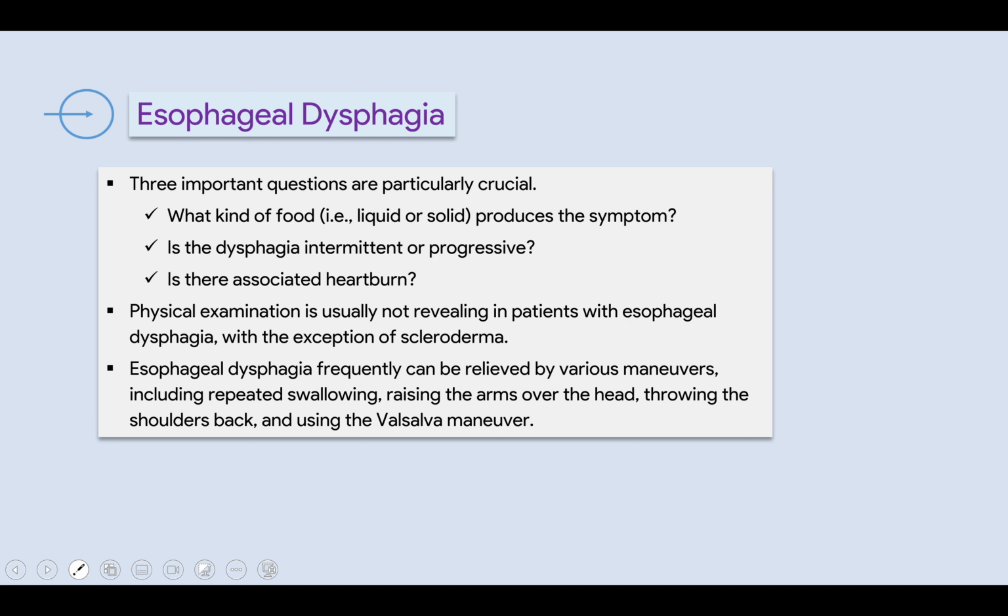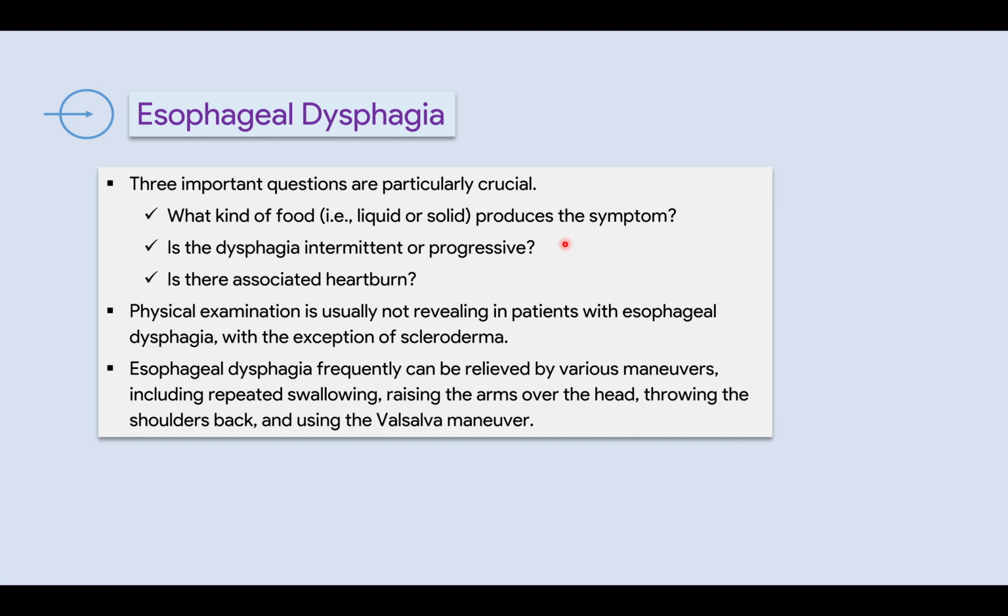Now coming to the second part of dysphagia, which is esophageal dysphagia. It involves the third phase of deglutition, the esophageal phase. Three important questions are particularly crucial in esophageal dysphagia. The first is what kind of food produces the symptom. It could be liquid food, solid food, or both. What causes the symptom has to be asked of the patient.